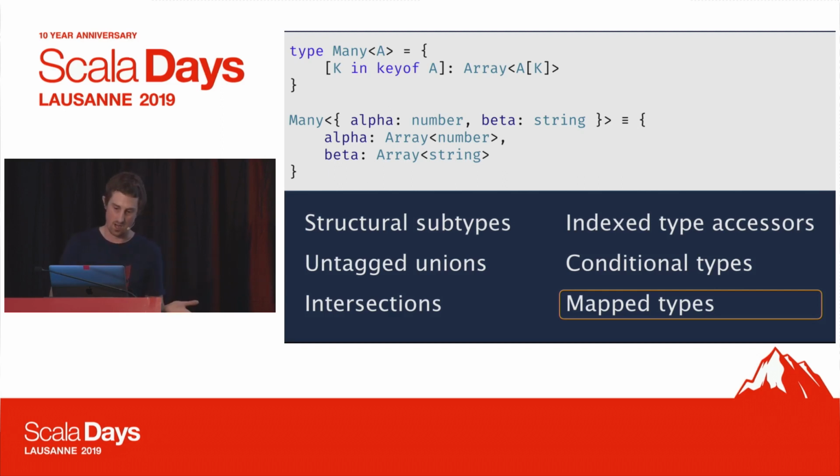we pass into a map type this type literal of alpha of number and beta of string, and the map type says for every key in whatever type you pass me, pass back for that key a value which is an array of whatever type is at that key. So pass in alpha of number, beta of string, and get back alpha of array of number and beta of array of string.